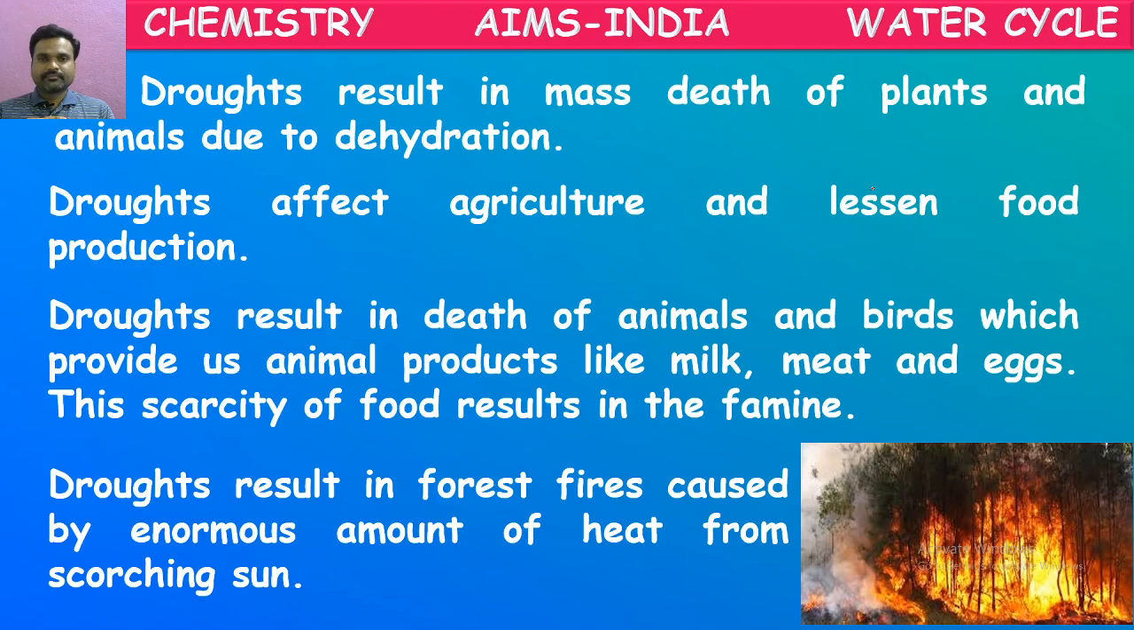Along with the plants and the trees in the forest, so many animals and birds also will die. So this is a very big damage to the environment because these are the producers of so much oxygen for us. As there are no plants, carbon dioxide content will be increased, oxygen content will be reduced. So there are so many imbalances in the environment because of these forest fires. So these all are the effects of droughts.